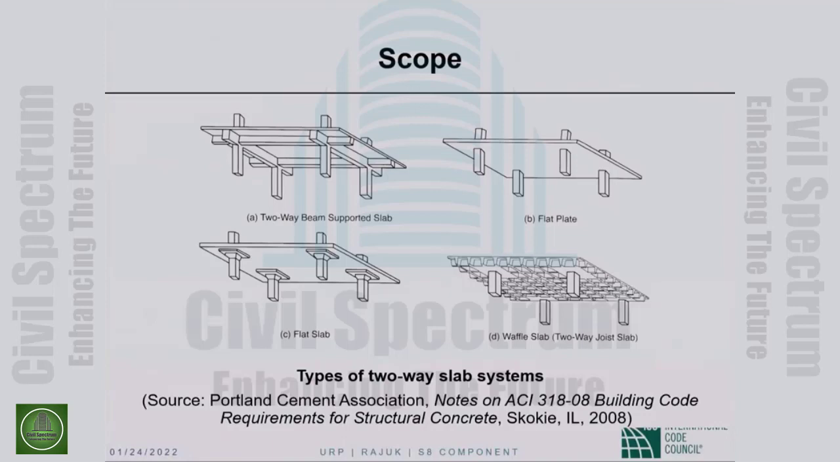Without those drop panels, a column supported slab is a flat plate. The final slab system shown is the same as a flat plate, except we have removed some of the tension concrete, which does not do anything for us anyway, to save on the weight.